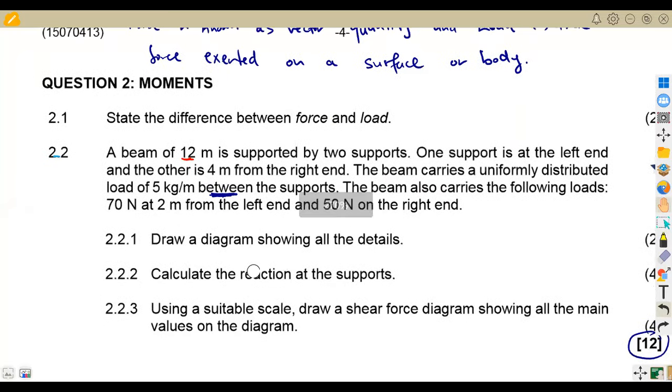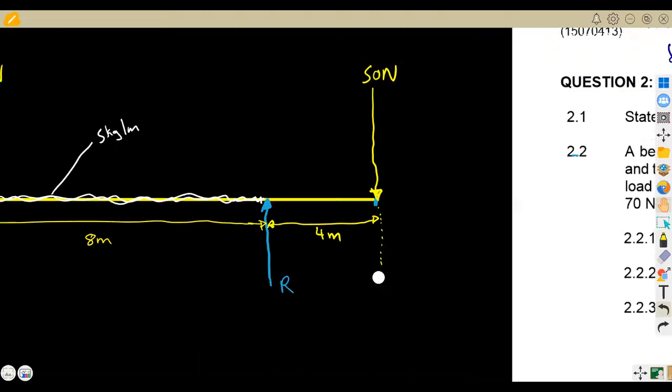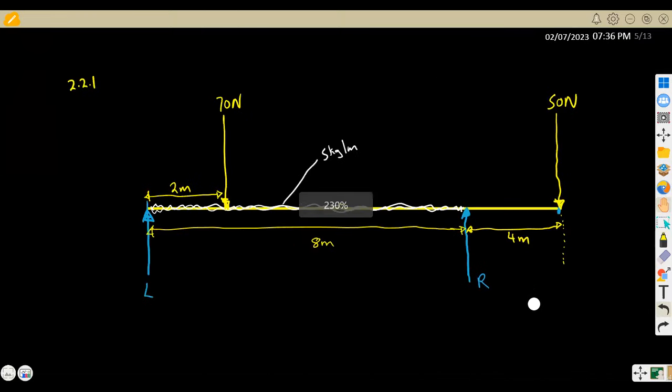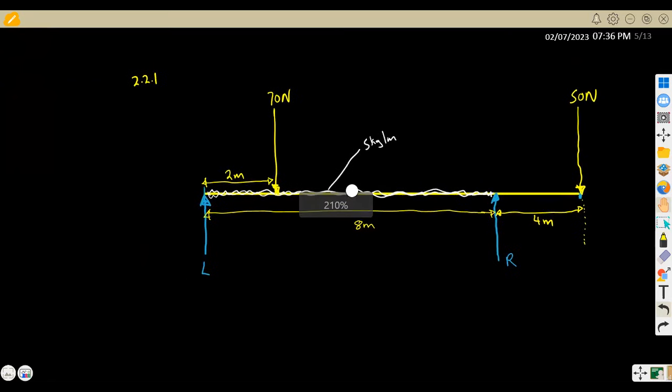On 2.2, we are now asked to calculate the reaction at the supports. That is, you're calculating the reaction at L and the reaction at R. So this is what we have from our diagram here. Let's start first by indicating the distributed load that we have of 5 kg per meter. Remember this is supposed to be a force. Here we are given mass per meter.